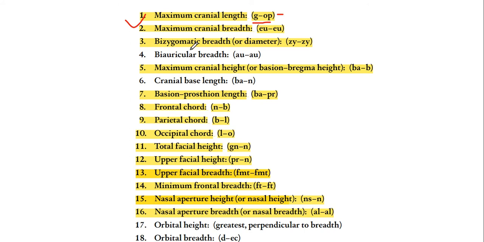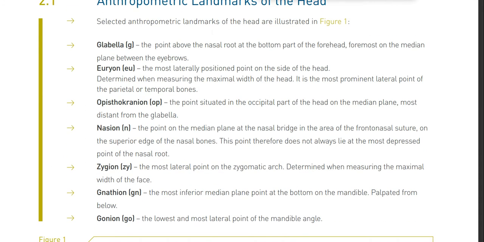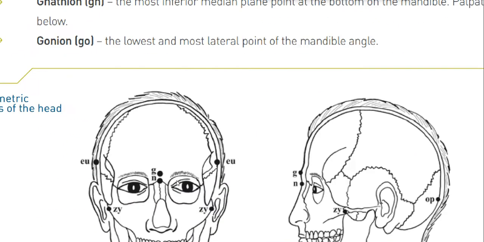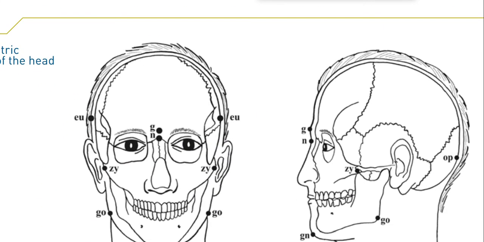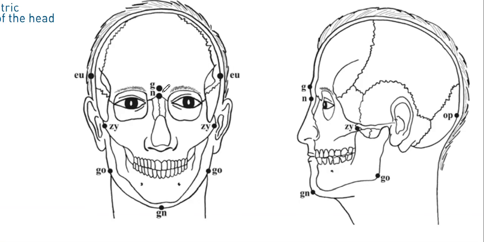Now, when I start with maximum cranial length, there are two landmarks involved, glabella and opistocranium. Glabella is identified as the point here, and we've already discussed this point, the midpoint of your frontal bone between the supraorbital ridges. These are the supraorbital ridges. Here, a sort of a skull, also the skin, the face of the person is used, and an outline is given for the skull.